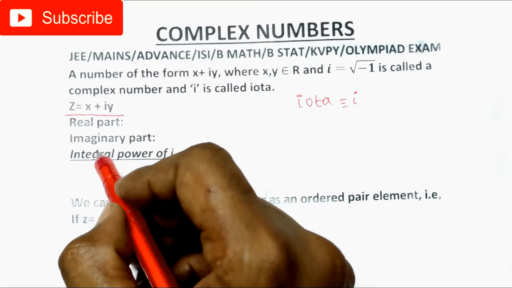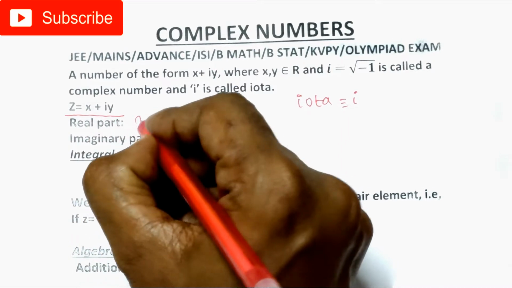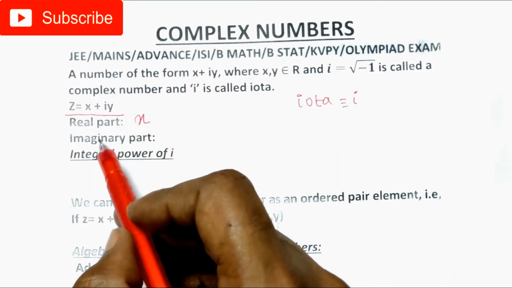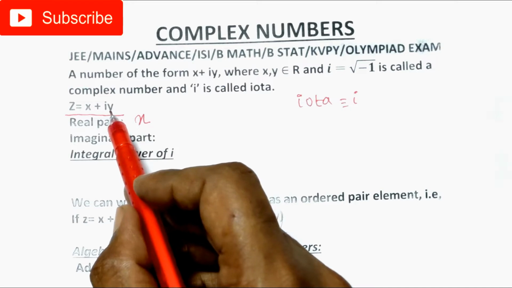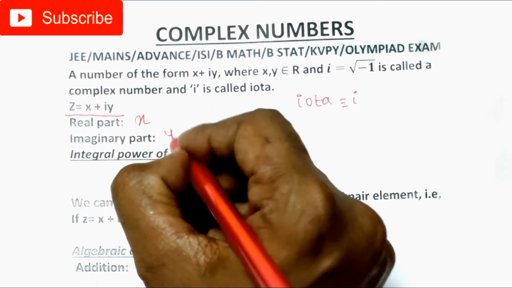What are the real part and the imaginary part? This one is the real part. So the real part is x, and what is the imaginary part? The term which is involved with iota is known as the imaginary part.